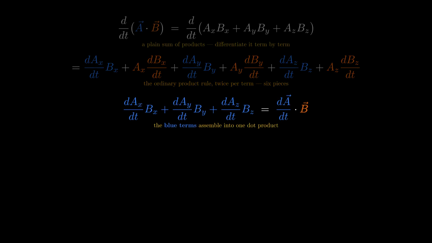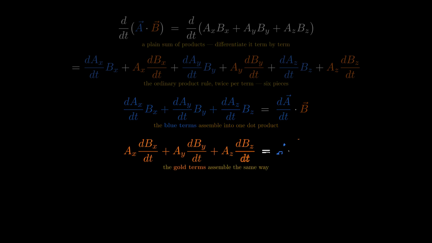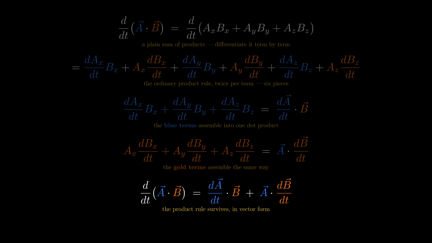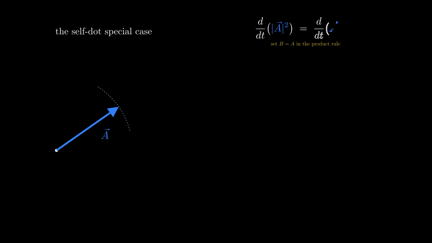The terms that differentiate the components of A assemble into the vector dA by dt dot B. The terms that differentiate the components of B assemble into A dot dB by dt. So the time derivative of A dot B equals dA by dt dot B plus A dot dB by dt. The product rule survives in vector form. One special case matters most. Set B equal to A.